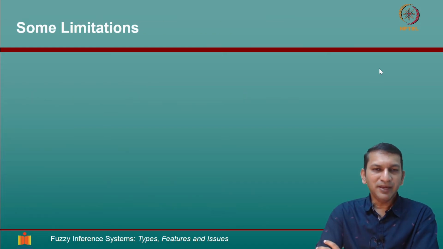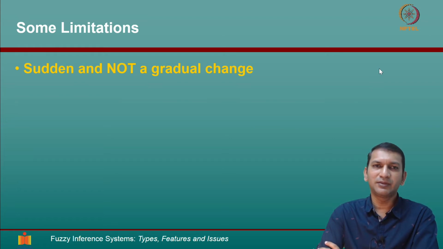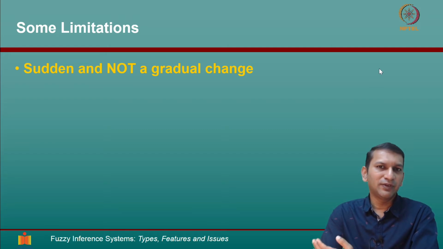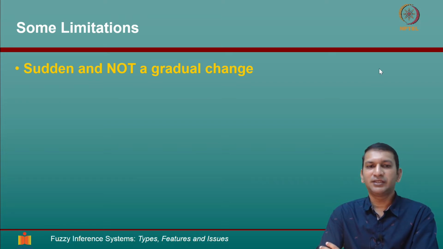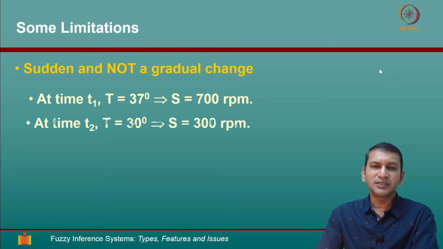Now, some immediate limitations can be pointed out. The first of them is this. Look at the change in temperature, because that's what finally we are controlling using this control system and air conditioner. And that's what we feel also when we keep the air conditioner on. The change is sudden and not a gradual one. Why do we say this? Let's say at time t1 the temperature is 37 degrees and according to the rule the fan speed should be 700 rpm. So after a certain time period it starts to cool down and the temperature drops to 30 degrees.